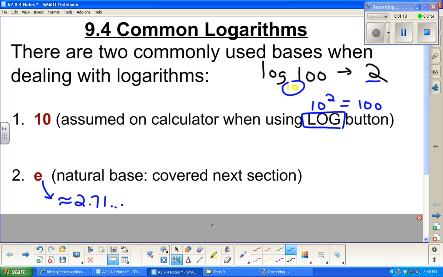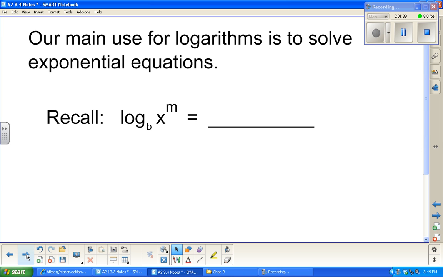There's a button on your calculator that says ln, for natural log, and that has some applications also. So both of those will be used quite a bit. For now, we're going to be sticking with the actual log button and assuming base 10 for this section. Okay, so let's look at a couple uses of this.